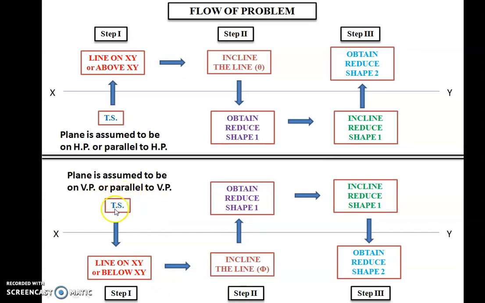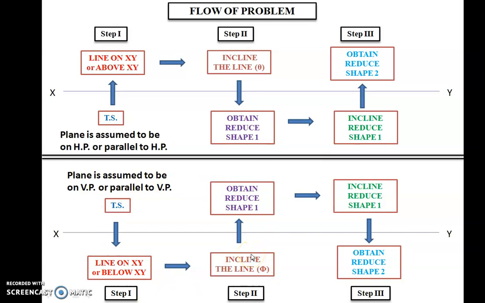Now you will first draw the true shape, then you will get the line. Again the line will be on XY or below XY. It depends on whether you are assuming the plane on VP or parallel to VP. So once you get the line, the second step, you will incline the line. Now you will use the inclination with VP, that is phi.